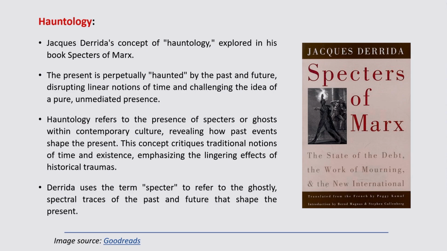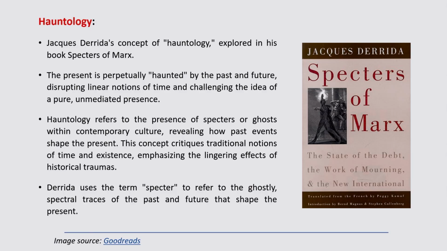future haunt the present, disrupting the notion of a stable, unified reality. Derrida uses the term spectre to refer to the ghostly spectral traces of the past and future, with what connotation a sign was in the past, what may be its future, and its meaning in different historical and geographical spaces that shape the present. These specters are neither fully present nor absent, neither dead nor alive, creating a paradoxical state of being.